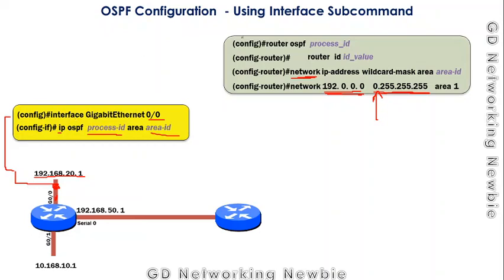Sometimes the network command may miss an interface because of the wildcard mask, so we need to be very careful in using the wildcard mask. But here, instead of worrying about all these things, we just need to go to that particular interface and enable OSPF on it. So yes, with this discussion of using the interface command to configure OSPF on Cisco routers, let's move to Packet Tracer to see how it works.